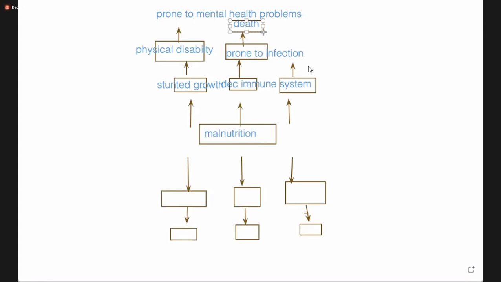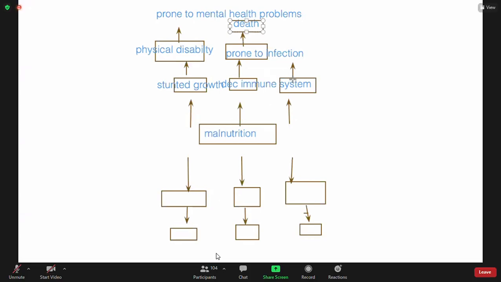Okay, another effect, aside from stunted growth and decreased immune system, ano pa? Easy fatigability, kasama na yun sa immune system. Another one on the mental: mental absorption, mga ganyan. Anong mangyayari dyan? Low IQ. Yes? So, ilayo-layo natin to dito ng konti.